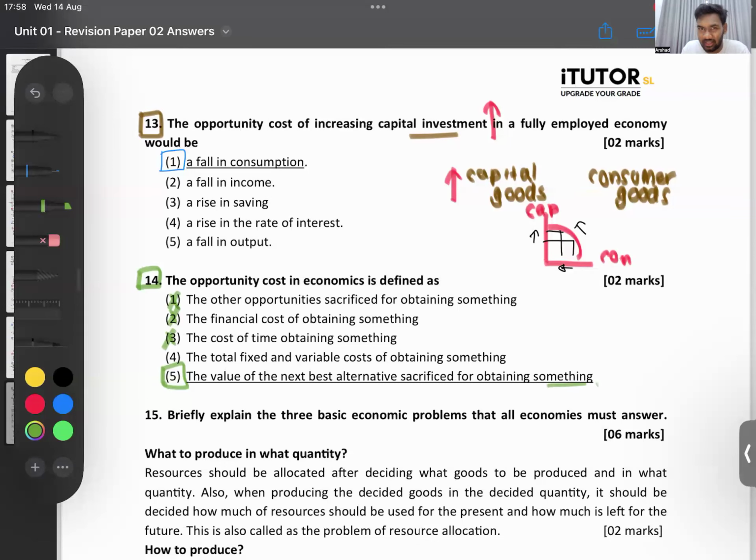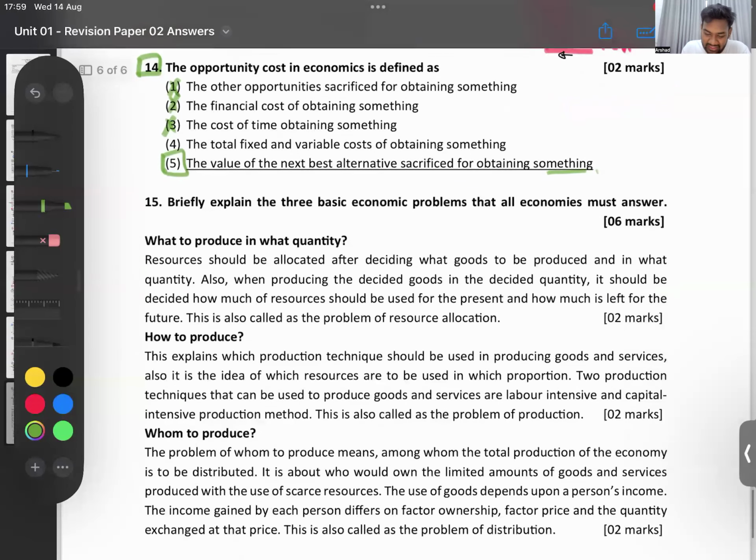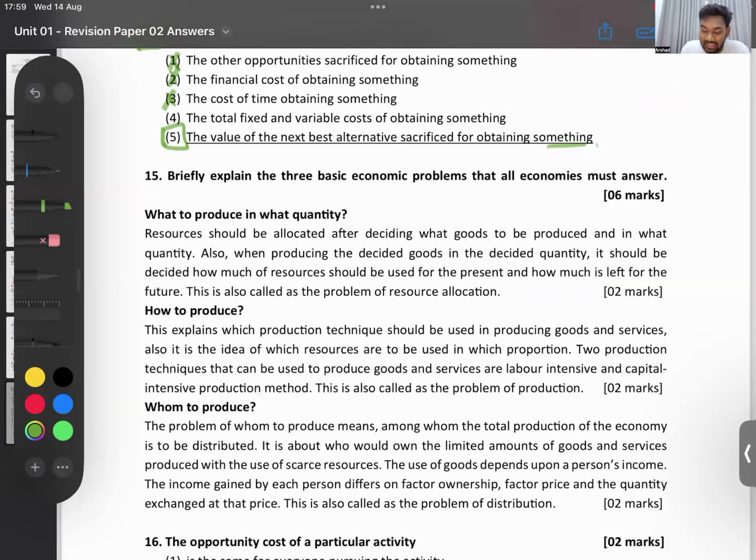Now, a very easy question. Question 15 is saying, briefly explain the 3 basic economic problems. Now, see, in your head, you should have this. They are giving you 6 marks for 3 basic economic problems. That means for every basic problem, they'll give you 2 marks. So ideally, half a mark for writing the problem, 1.5 marks for explaining the problem. I explained this before. So what are the 3 problems? What to produce, how to produce, and whom to produce.